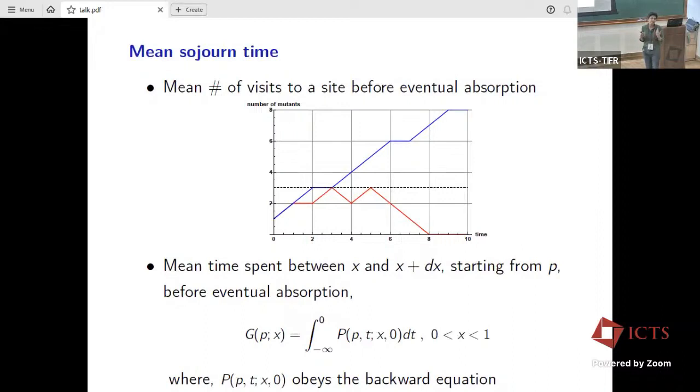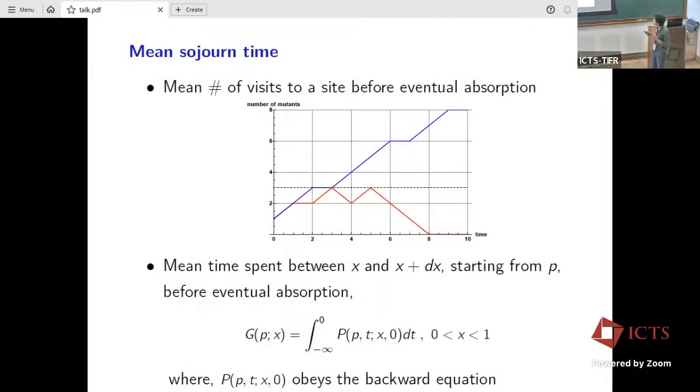It's easiest to look in discrete space and discrete time. Let me try to explain this bit because it's a very basic thing. Suppose on the x-axis I have time, so 1, 2, 3, 4, like that, and the number of mutants is on the y-axis. Suppose we start with one mutant over here, then one is asking how many times, on average, it visits a site, let's say the third site. Site here just means the number of mutants, before eventually it gets absorbed over here or here. How many times do you visit? Sojourn, that's a French word, so that's what it means.